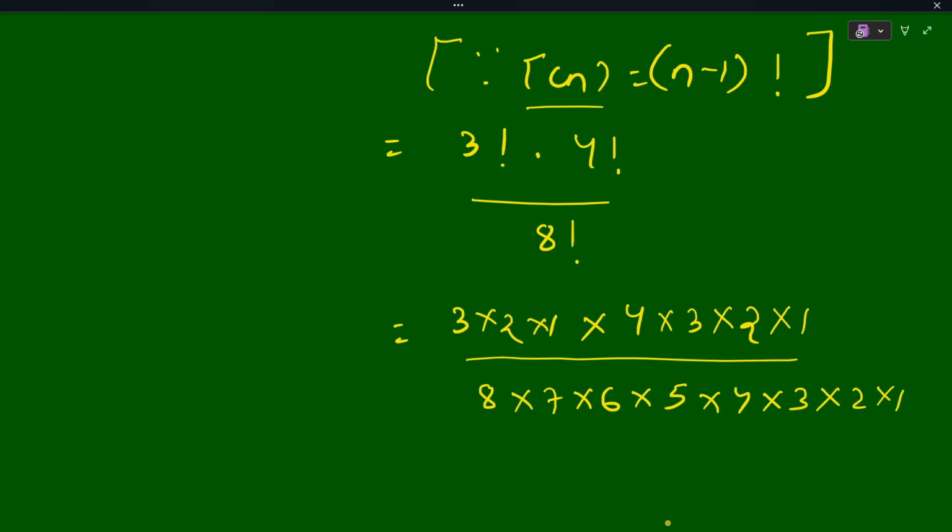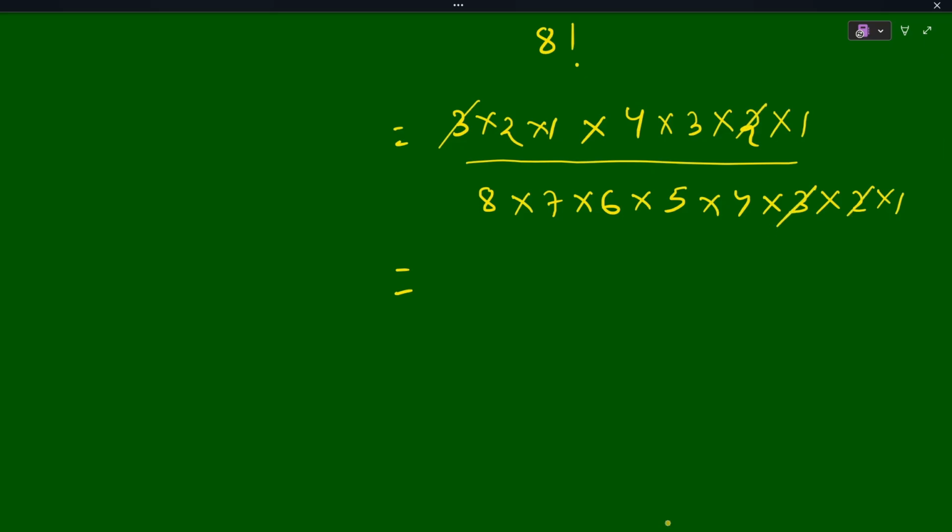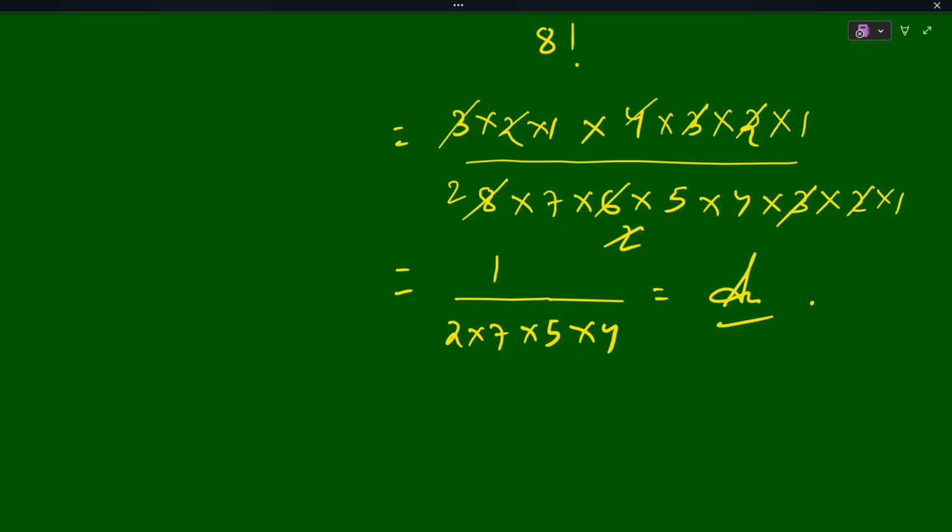If you want to know how to find this gamma n value and how to find the factorial value, you can check my previous video. I will share the link in the description box. Now let's calculate this one. Just see which terms are common and cancel. Here it would be 3 2, now this 2 will cancel. Now this value is 1 by 2 into 7 into 5 into 4. Whatever this value may be, use the calculator and find it.